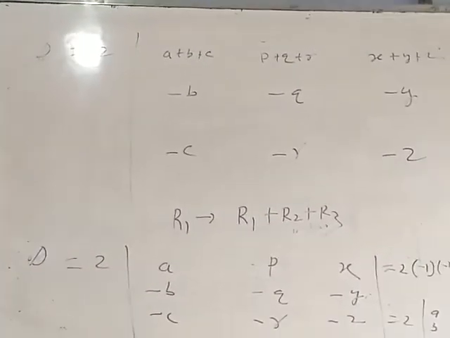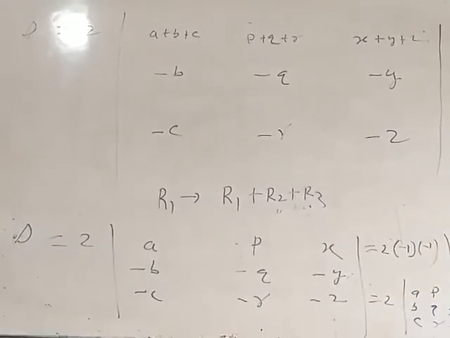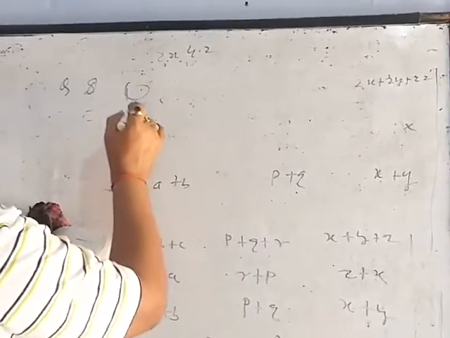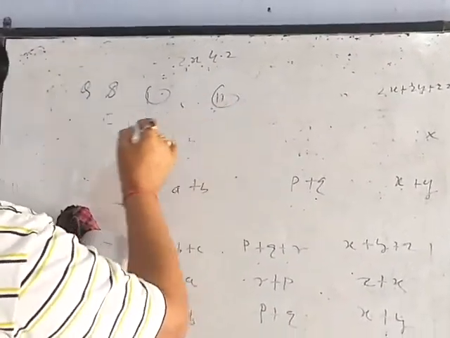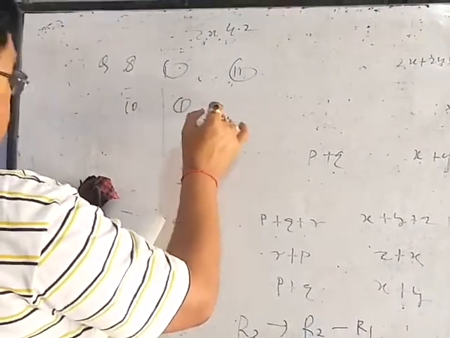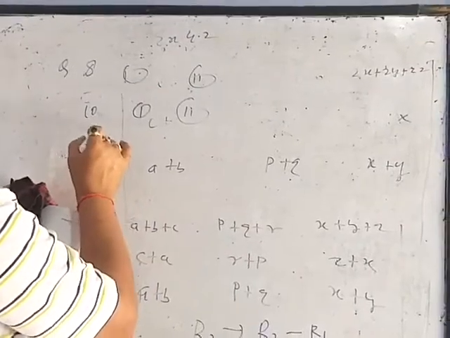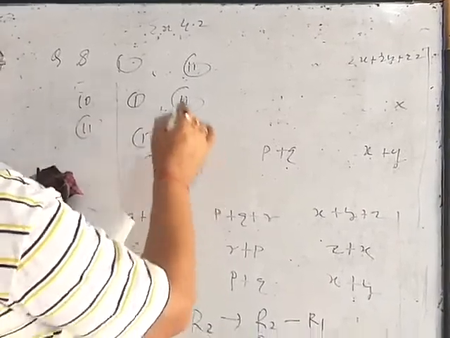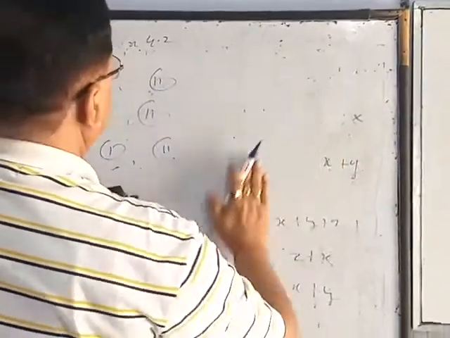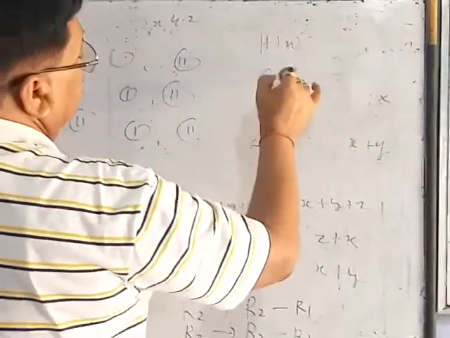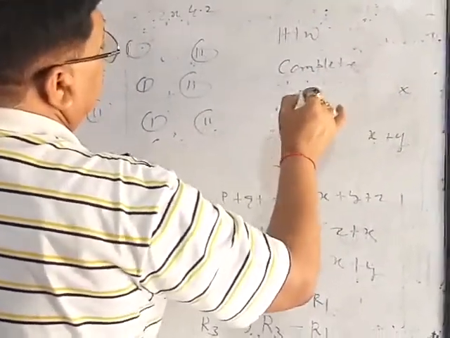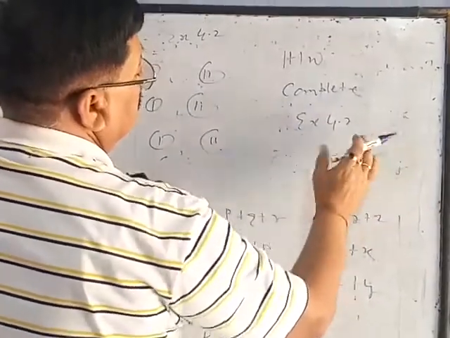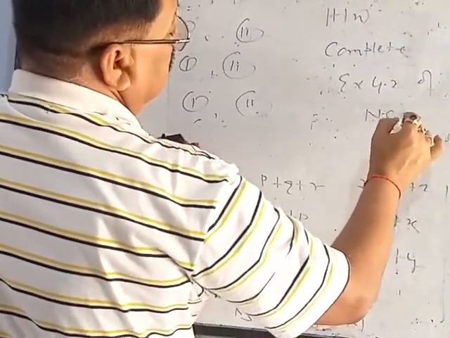Now for homework, you solve exercise 8, questions 1, 2, 10, 1, 2, 11, 1, 2. In this manner you complete this exercise. Homework: complete exercise 4.2 of the NCERT book.